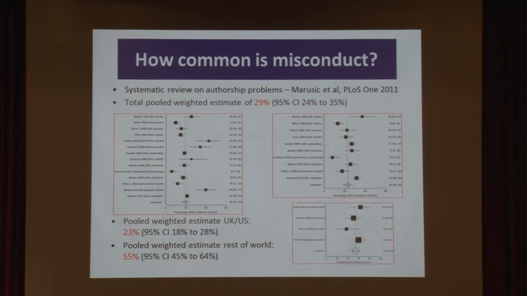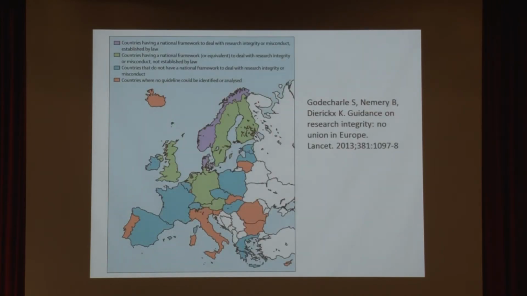But when you look in the smaller scientific community, France included, the reported prevalence of problems with authorship is about 55%. So half of the people will, sometime during their research career, experience problems and misuse of authorship. So this is a serious problem. As I say, it doesn't affect the validity of science, but it does affect trust and what science should be.